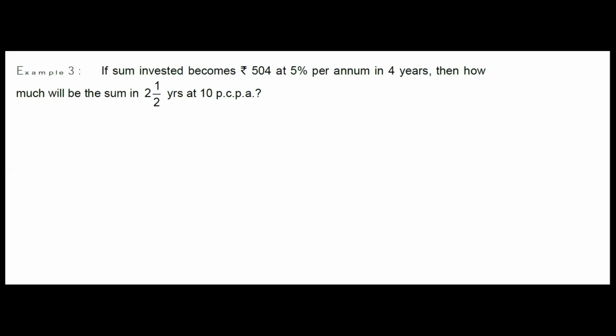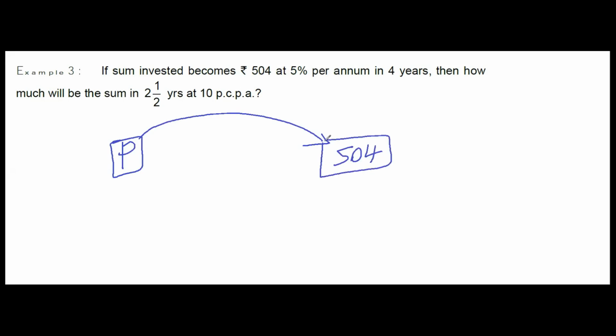Okay, so let me solve example number 3. If the sum invested became 504 at 5% per annum. Okay, so I have some sum that is P. This sum is getting increased to 504. So what is this? This is my amount. Based on what rate? Rate is 5% per annum. In how many years? That N is your 4 years.